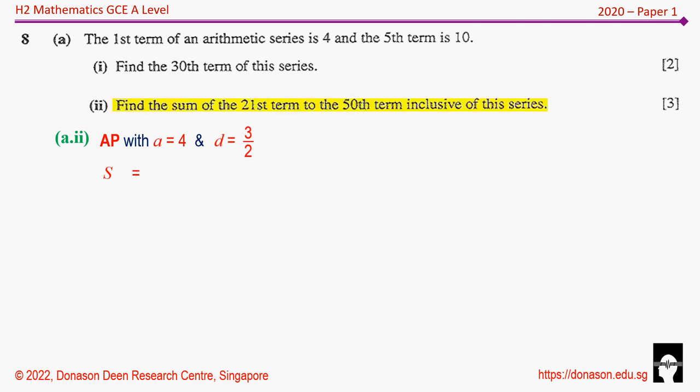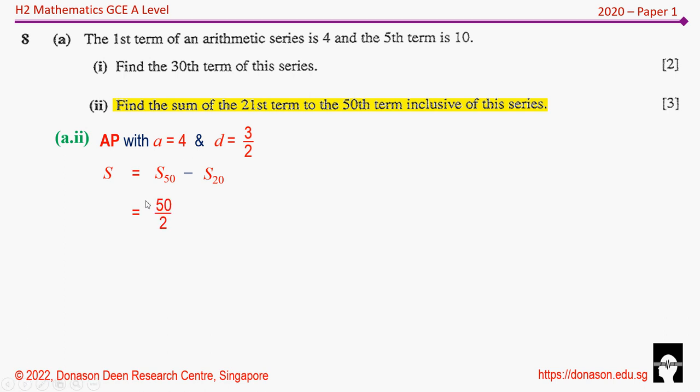Okay, so now let's keep the values of A and D, and let's work it out. So the sum S is going to be equal to the sum of the first 50 terms, and then we subtract away the sum of the first 20 terms. That would give us the 21st term to the 50th term inclusive, right? So let's use the formula for S50, the sum of n terms of an arithmetic progression, which you should remember is n over 2 times 2a plus n minus 1 d.